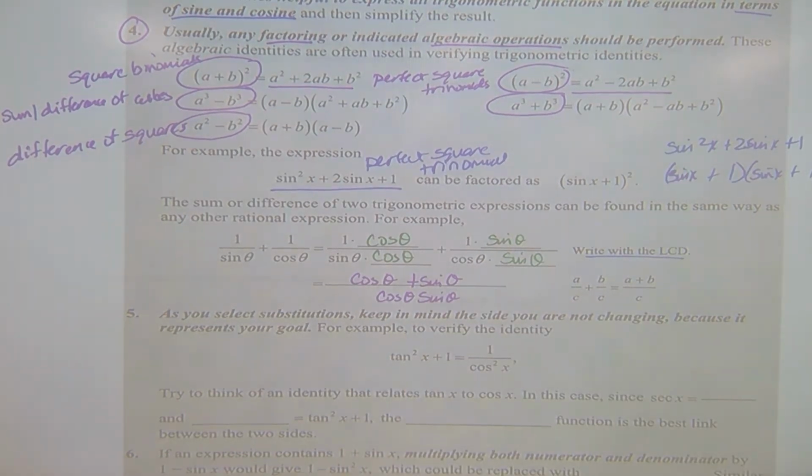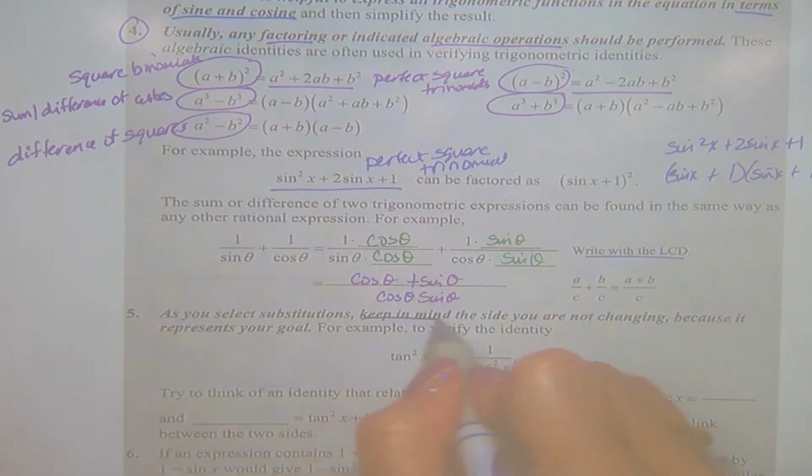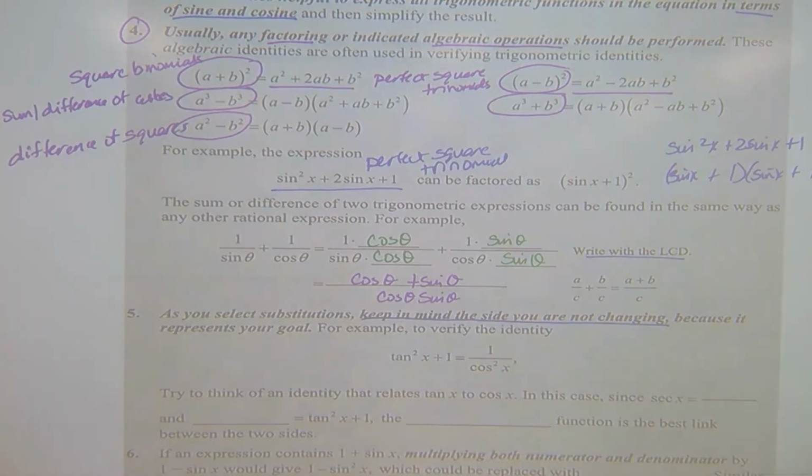Okay, that's how to use algebraic operations and factoring. A fifth way to try when I'm trying to verify identities is to be aware that as you select substitutions, keep in mind the side you're not changing. That's your goal. Always keep your goal in mind.